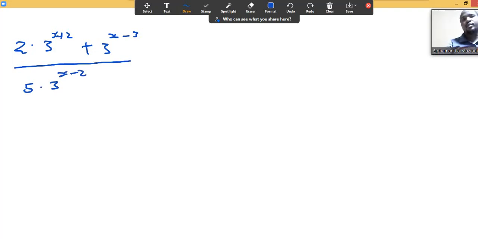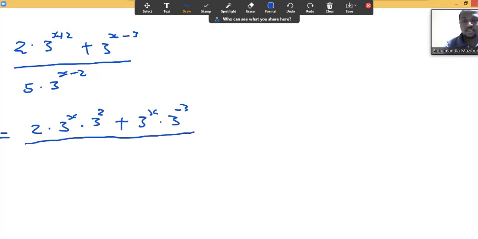Okay, so what can we do here? Clearly you can see we need to separate. We have 3 to the power x times 3 squared, plus we have 3 to the power x times 3 to the power minus 3. We're just separating that. This is all over 5 multiplied by 3 to the power x times 3 to the power minus 2.